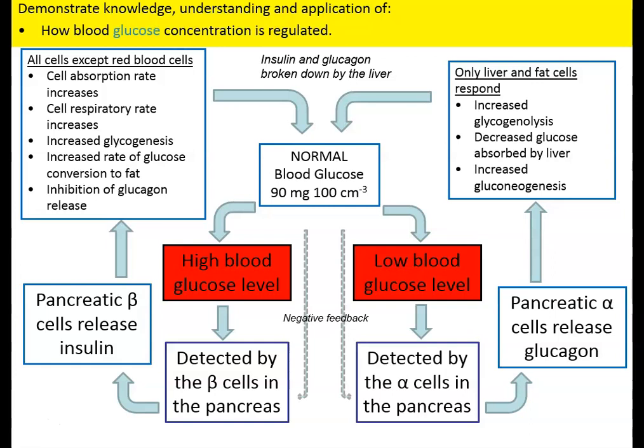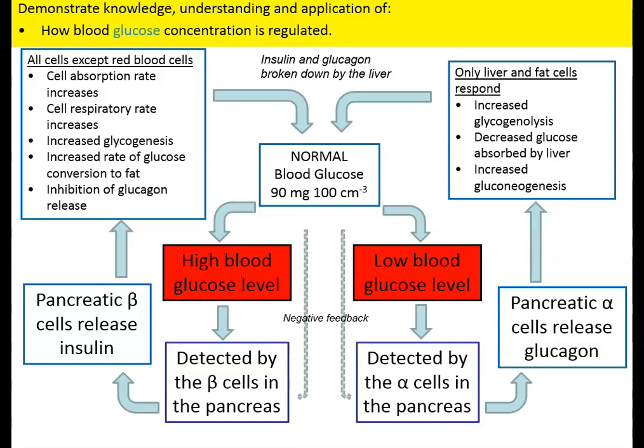So if your glucose level increases, then the first thing that happens is that it is detected by the beta cells in the pancreas, and those pancreatic beta cells in the islets of Langerhans are going to release insulin. That insulin enters the blood plasma and will travel all around your body, and pretty much every cell in your body has insulin receptors on the outside of it.